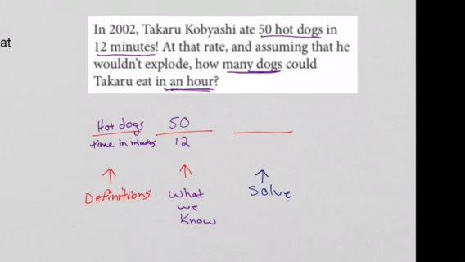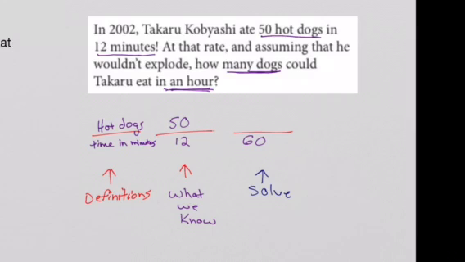So now we go over to the solve rate. It wants to know how many dogs could Takura eat in an hour. So I'm going to place that time frame of an hour, which, because we have 12 minutes, we're going to write as 60 minutes, which does equal an hour, but it keeps the same time frame units as what we have in minutes. That's important. We can't mix minutes and hours or feet and inches. Whatever unit of rate we have has to be consistent across the fractional lines.